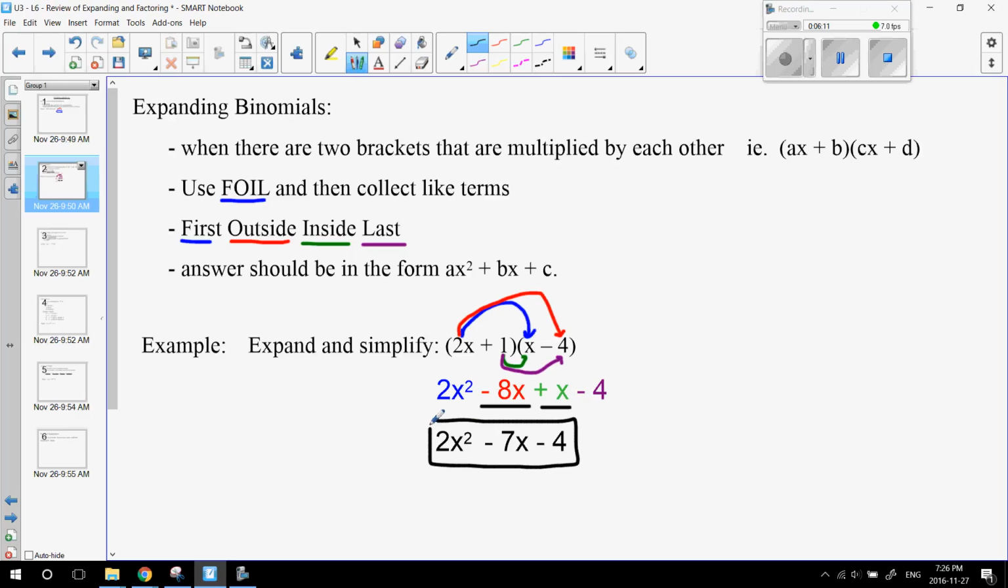So just remember, you only FOIL when you have 2 brackets that are multiplied by each other, meaning that there's 2 pieces in each bracket, and our final answer should always have the 3 terms that look like this: an x squared, an x, and then a number without a variable. Again, please make sure everyone has this down. Pause the video at this point because I'm going to move to the next slide.